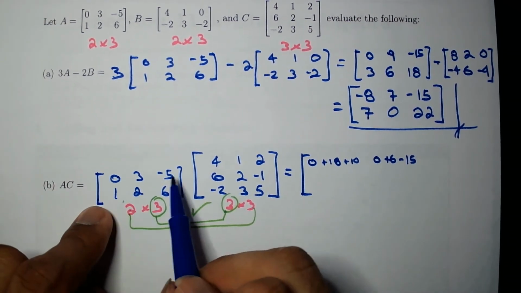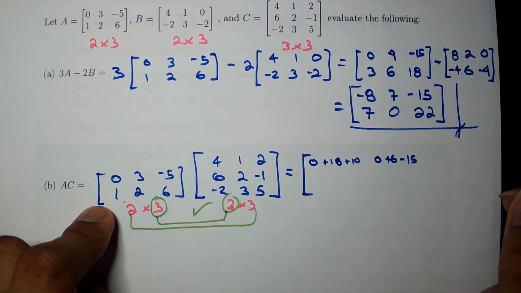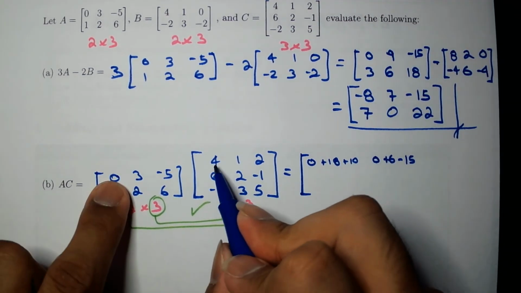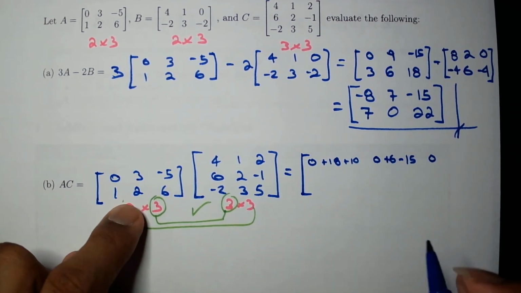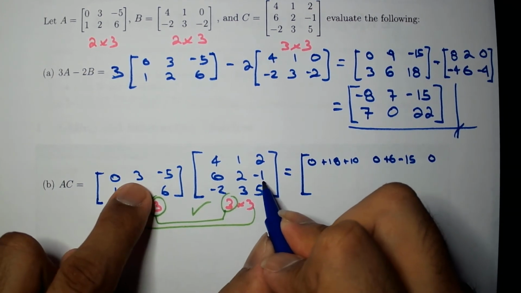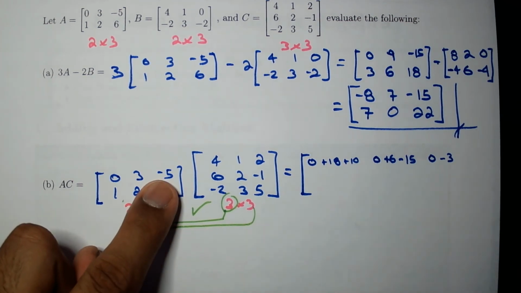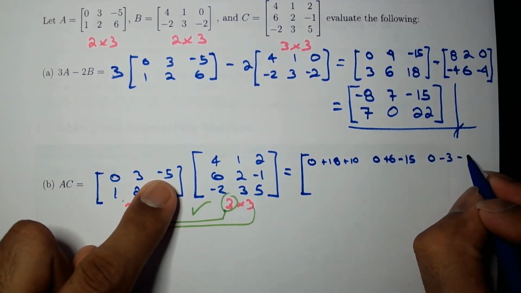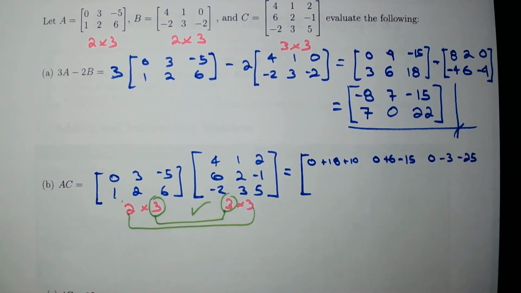And then I'm going to do the same, the first row times the third column to find this third element. So 0 times 2, which is 0, 3 times negative 1, that's a negative 3, and negative 5 times 5, that's a negative 25. So we have the first row of the final answer.